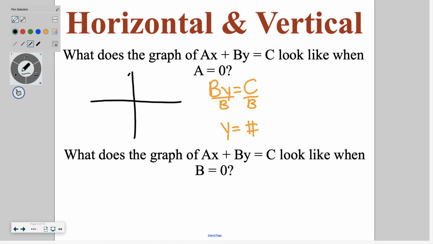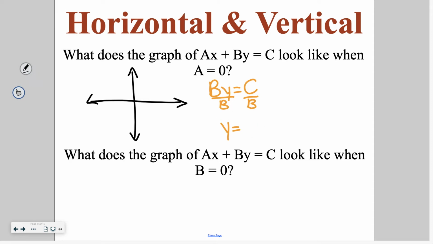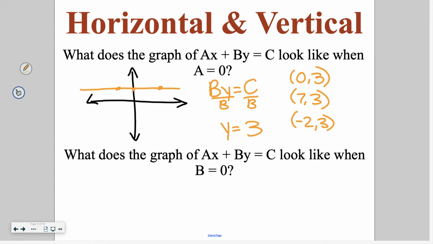Now, on the coordinate plane, what is this going to look like? If I draw a quick coordinate plane, let's say, for example, that this number ended up being 3. So we're looking for all of the places on the graph where y is equal to 3. So for example, the point 0, 3, or the point 7, 3, or the point -2, 3. All of these points have a y value of 3. So when your a value is missing, when that part goes away, you're going to end up with a horizontal line because we want all the places where y is equal to a singular value.